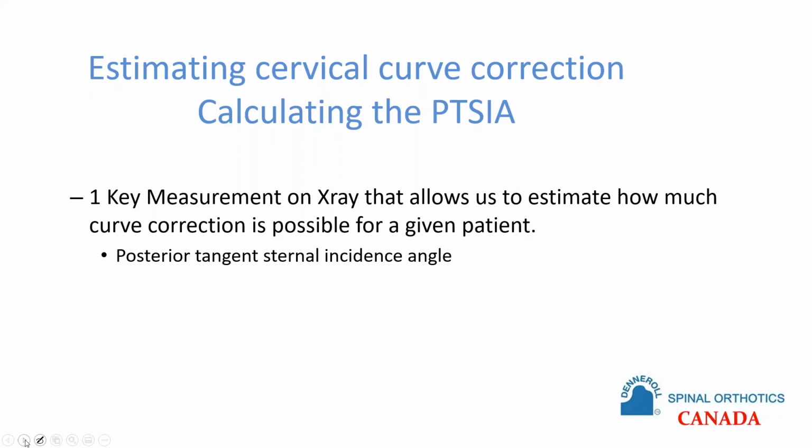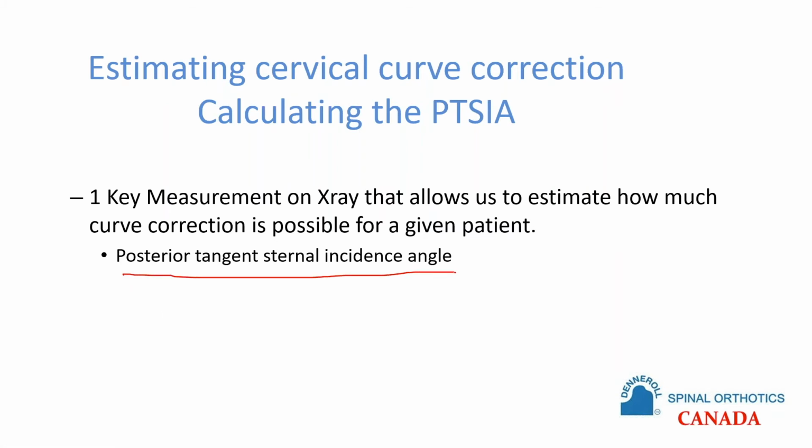Now, let's talk about estimating some curve. So now we've determined that the patient is a candidate for a cervical, right? They've got reduced curve, they've got less than 50 millimeters of anterior head translation, and those values of C7, T1 will say are normal or slightly reduced. So we know we've got a good candidate for a cervical Dender Rule. Now I want to try and decide how much curve correction is possible for a given patient.